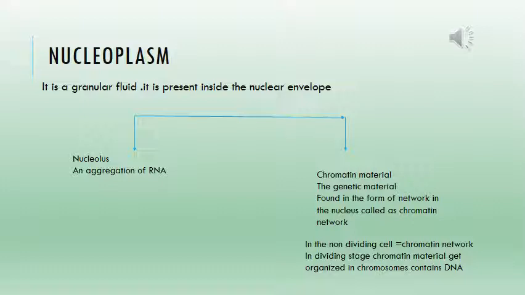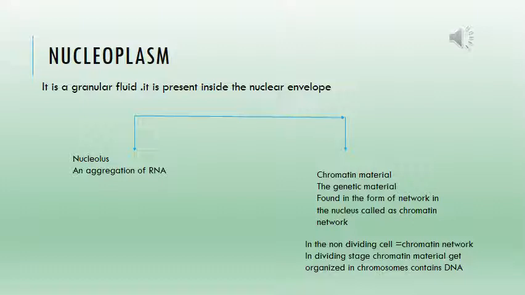Now, the nucleolus: you can see a dark spot inside the nucleus, and it looks like a nucleus present inside the nucleus. It is mostly a site for protein forming centers, and it has an aggregate of RNA.